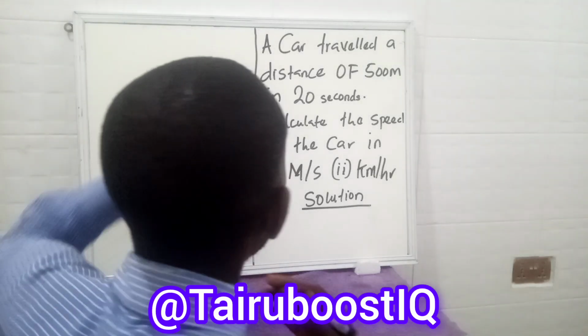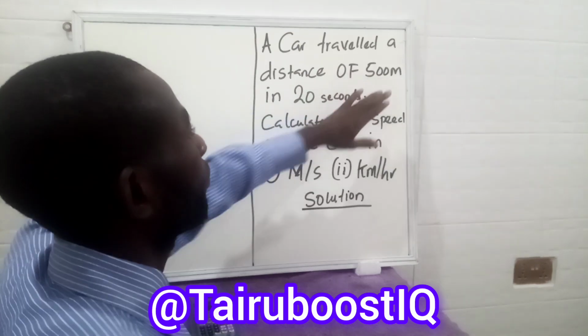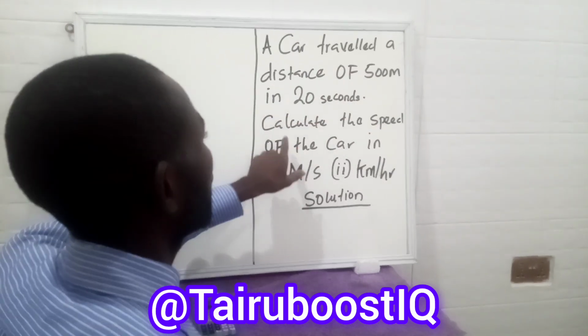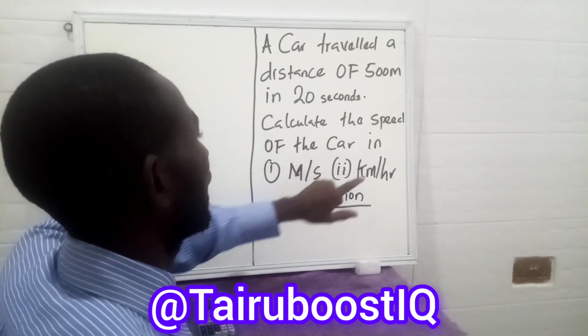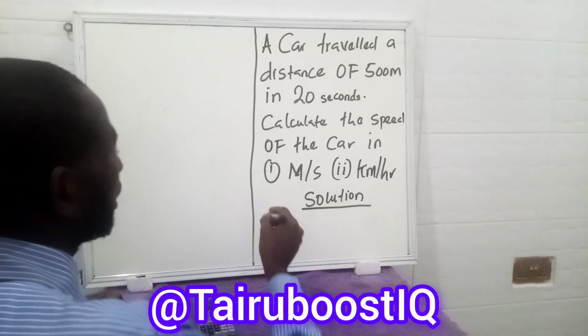In this video, we are asked to calculate the speed. They say a car travels a distance of about 500 meters in 20 seconds. Calculate the speed of the car in meters per second and kilometers per hour. Let's look at the data given to us.